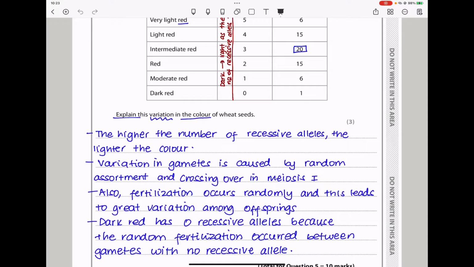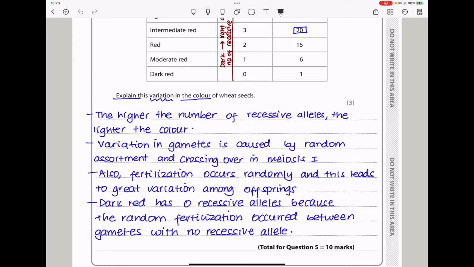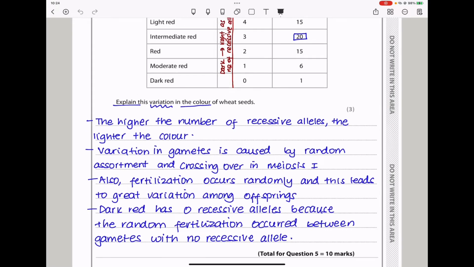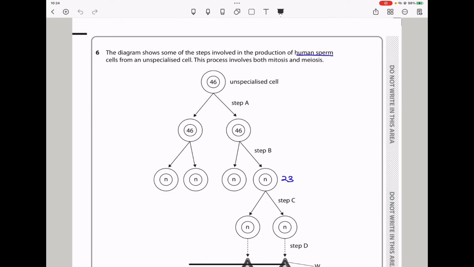And this is going to be due to variation in gametes that is caused by random assortment and crossing over during meiosis 1. Fertilization is also a random process, so it can lead to offspring that have variation in color. So fertilization occurs randomly, and this leads to great variation among offspring. So I say dark red has 0 recessive alleles because there was a random fertilization that occurred between gametes with no recessive allele at all. So this brings us to the end of question 5. Let's continue to question 6.